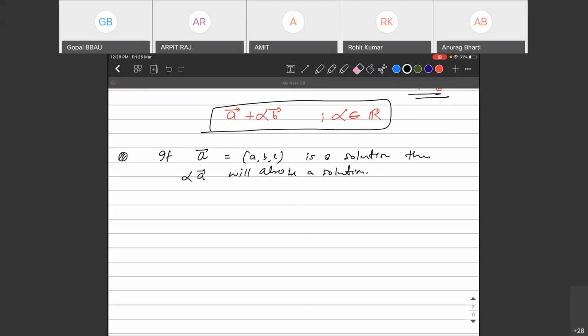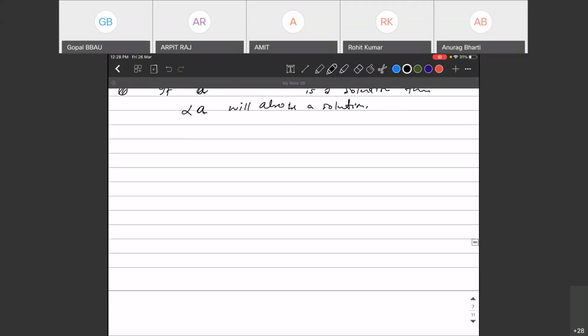So I will not write this vector, and I will omit this as well. If A is a solution, then this is one observation, and in fact we have proven it. Now let's come to another situation. Say we have two different non-trivial solutions, A1, A2, A3 and B1, B2, B3.